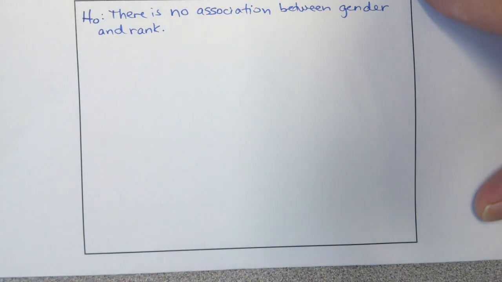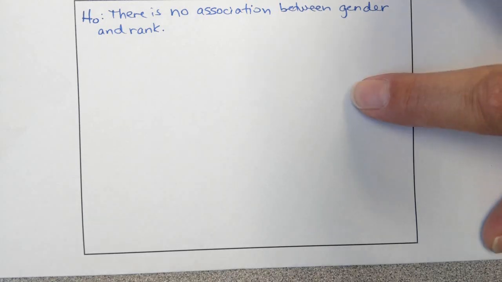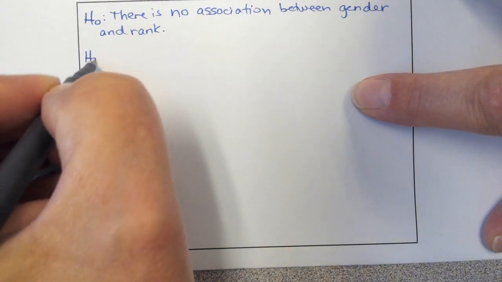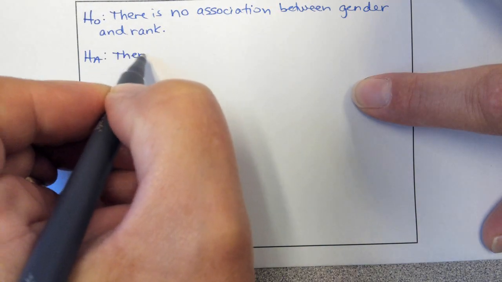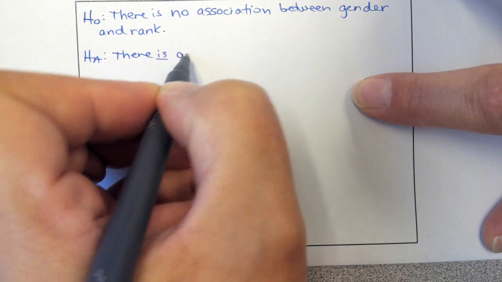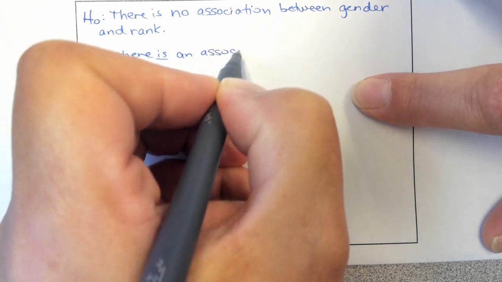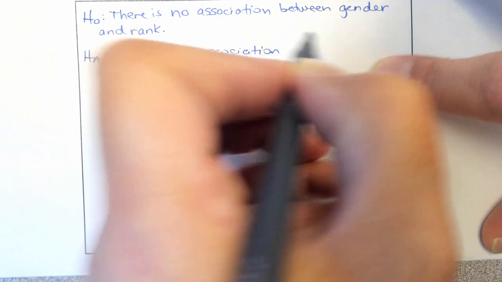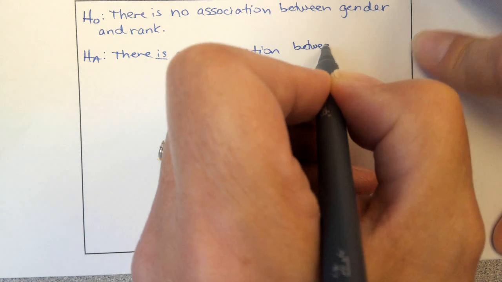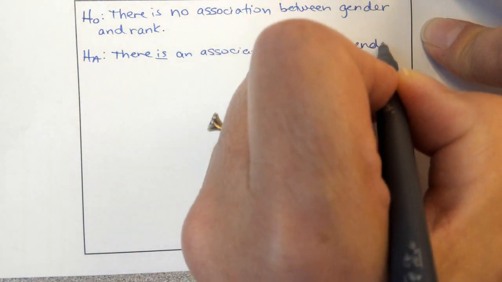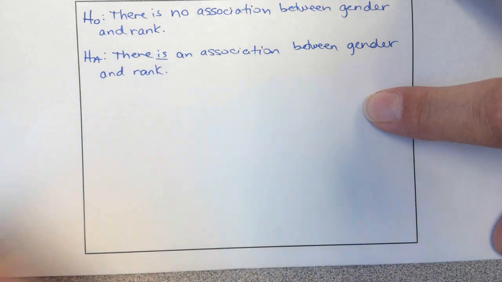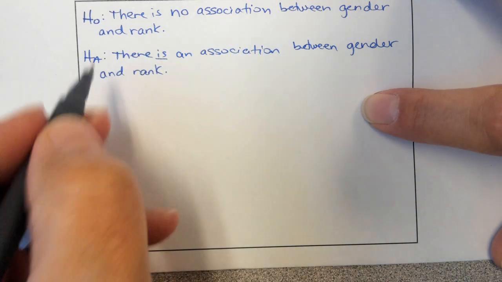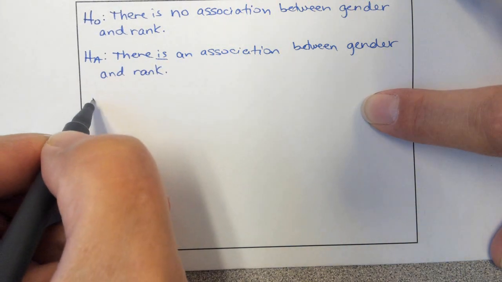This hypothesis basically writes itself because it's almost always the last sentence of the problem stem. And then the alternative, you stick a not in there, or you take the no out, sorry. There is an association. There is something going on between gender and rank. All right, so let's check some conditions.